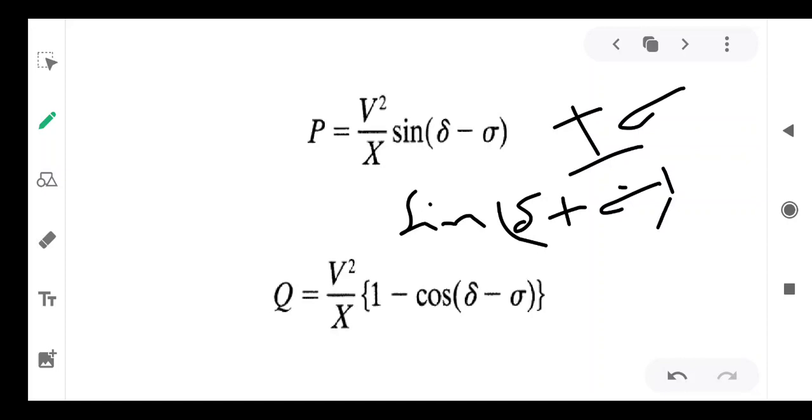Similarly, Q reactive power can also be controlled. Q is equal to V square by X times 1 minus cos delta minus sigma, or cos delta plus sigma, so that you can clearly understand the active power flow as well as reactive power flow can be controlled with the help of phase angle control as well as voltage controllers.